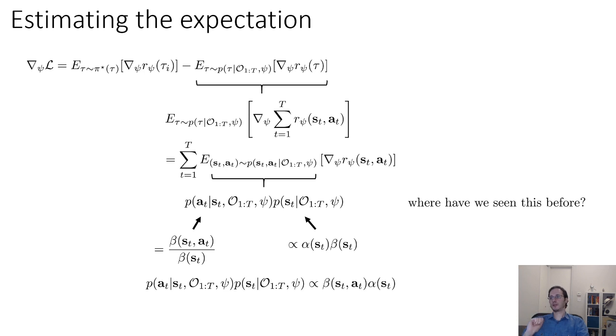Now, here, the beta s_t in the denominator of the first expression cancels out with the beta s_t in the numerator of the second expression, and we just get the answer that this quantity is proportional to beta s_t, a_t times alpha s_t. And then you have to normalize it over states and actions, but not over trajectories, crucially. So this is a much more tractable thing to normalize if you have a relatively small state space.